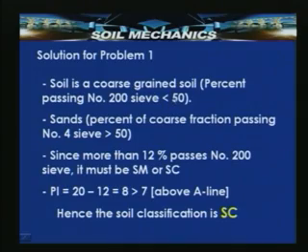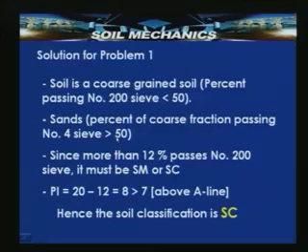If it would have been more than 50%, then the first step itself would have classified it as fine grained soil. But it is eligible for coarse grained soil because the percentage passing number 200 sieve is less than 50%. So it is basically sand, because the percentage of the coarse fraction passing number 4 sieve is greater than 50. So that is eligible for a sand.